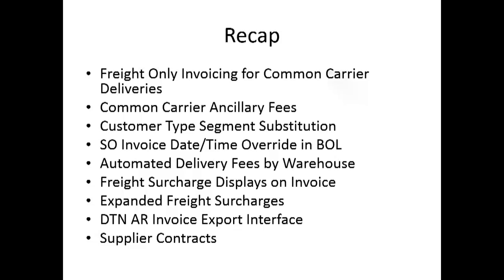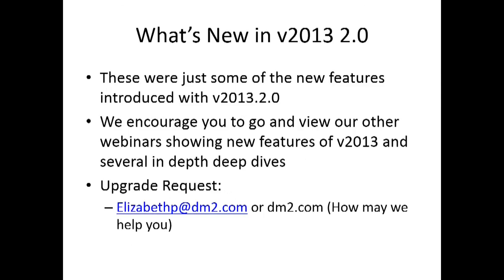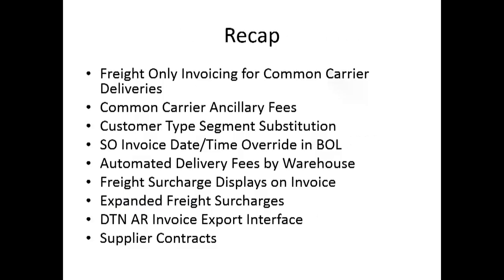So we of course have the SO invoice date override that closes a gap we had in the system. Of course, more fees and additional surcharges, and more specifically, more control over how those get applied. Like I said, these are really building on things that have already been in the system, but really making them work for the jobber. Those expanded freight surcharges, the new DT and AR invoice export.